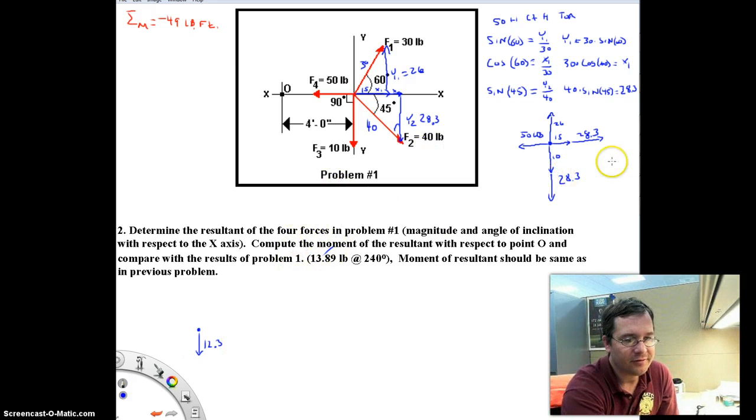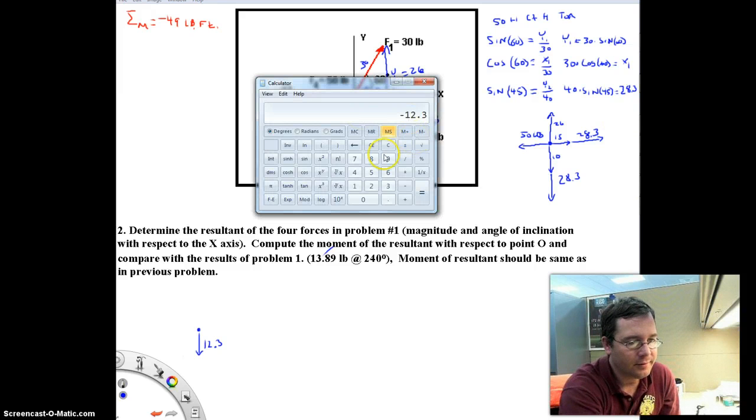And same process for the horizontal vectors. And again, to the right are positive numbers. So 28.3 plus 15 minus 50. So we end up with a leftward push of negative 6.7.